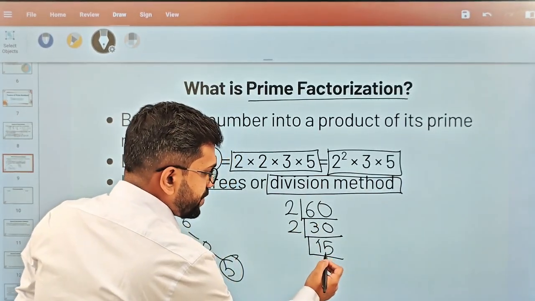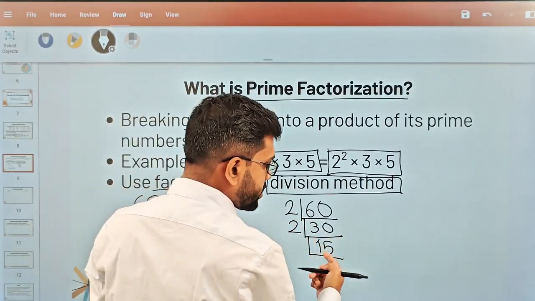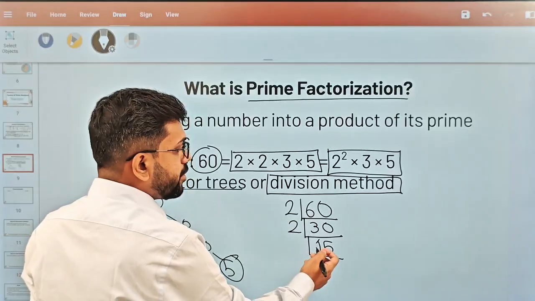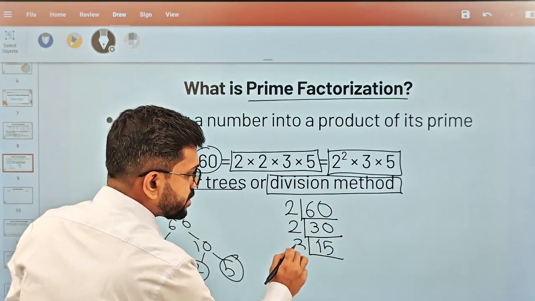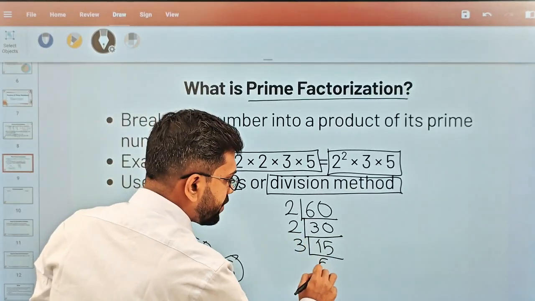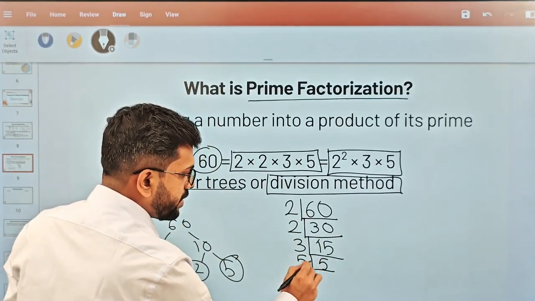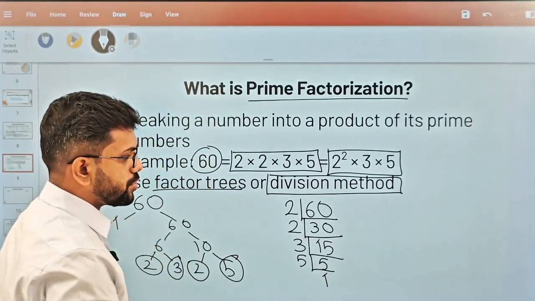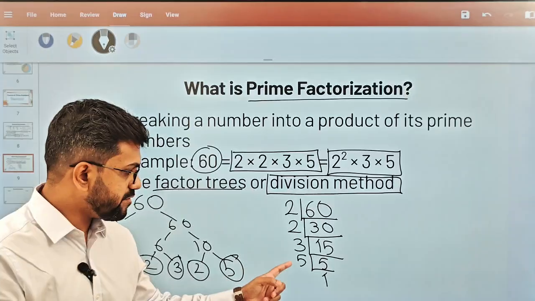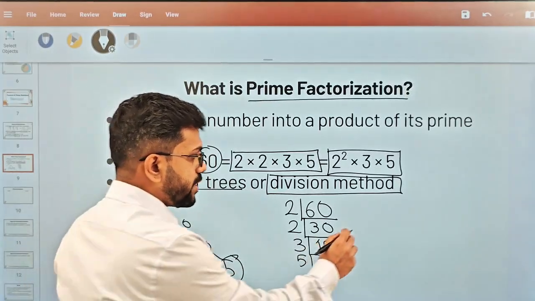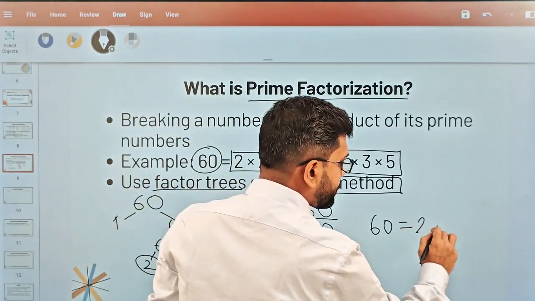Can you divide 15 by 2 again? No, 15 is not divisible by 2. Okay, because it's an odd number. Can you divide 15 by 3? Yes, 3 5s are 15. So let's write 3 as the divisor here. 15 divided by 3, you get 5. 5 is divisible by 5 only because it's a prime number. So 5 by 5, you get 1. So you keep on doing this until you get 1 here. And you can list all the prime factors from here, from the left. You can write 60 equal to 2 times 2 times 3 times 5.